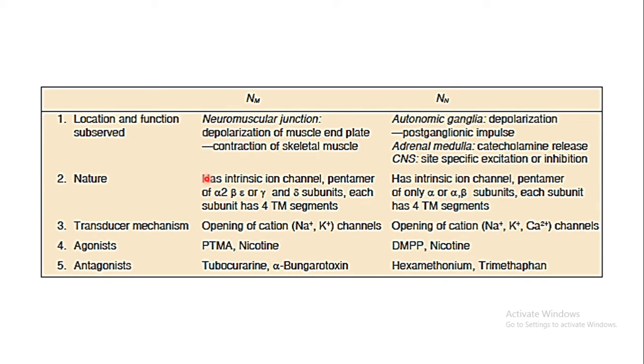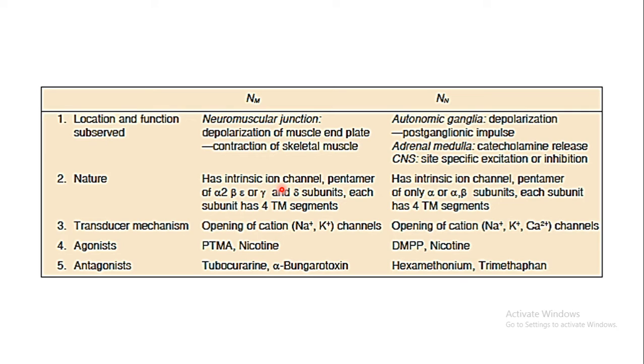Then coming to the subtypes of the nicotinic receptor, that is the NM and NN receptor. Coming to the location, again the same type of description is given over here. Location and function: mainly this NM receptor, as I have told you earlier, is found on the skeletal muscles in the neuromuscular junction. So here it will result in depolarization of the muscle end plates and it will result in contraction of the skeletal muscle.